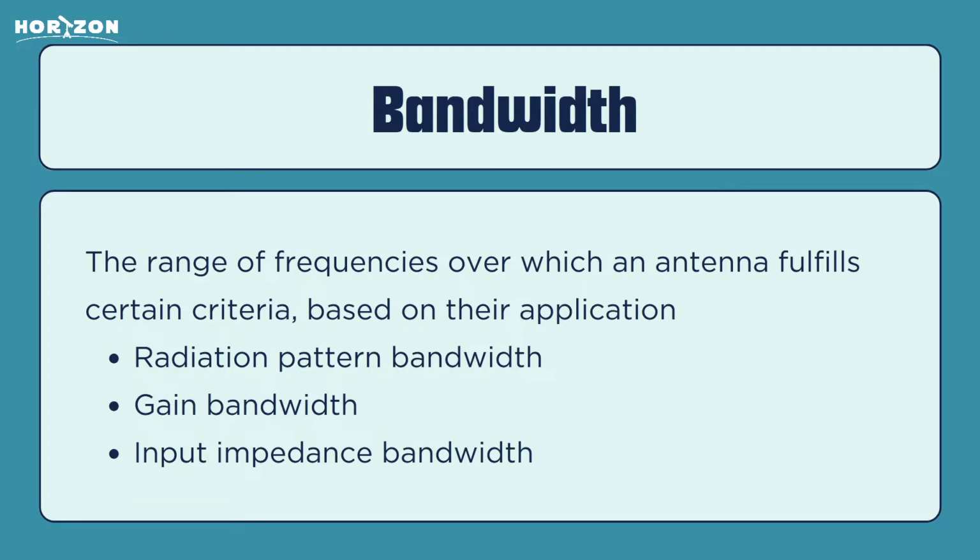Another parameter that is necessary to study antennas is the bandwidth. The bandwidth is the range of frequencies over which an antenna operates satisfactorily, or fulfills certain criteria depending on their application. So antennas can have a radiation pattern bandwidth, which is the frequency range over which a specific beam width or side lobe level or polarization are maintained.